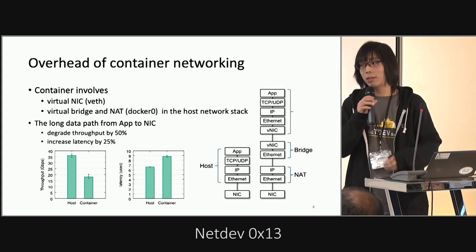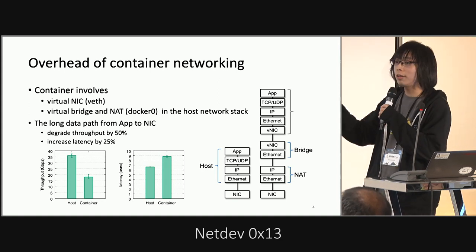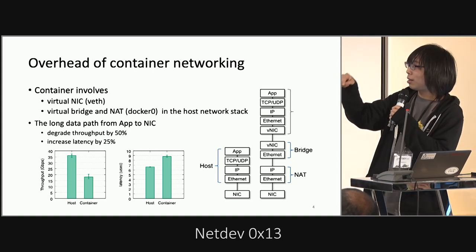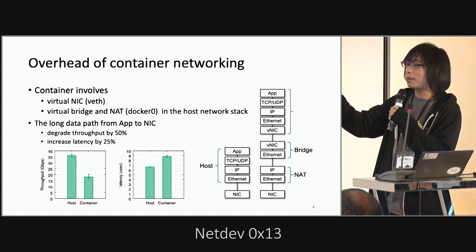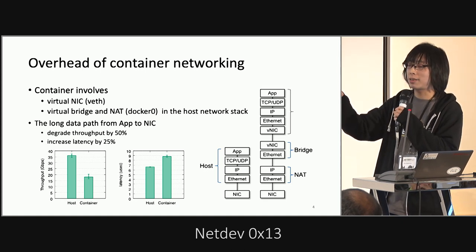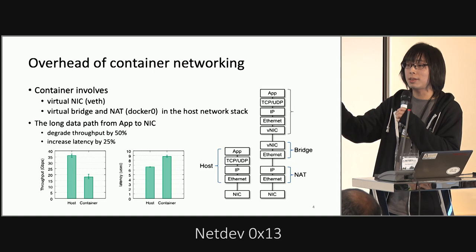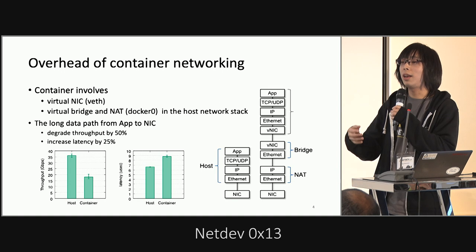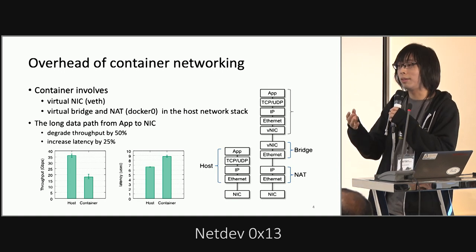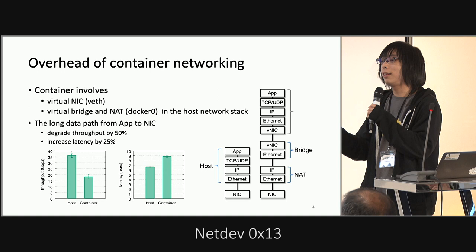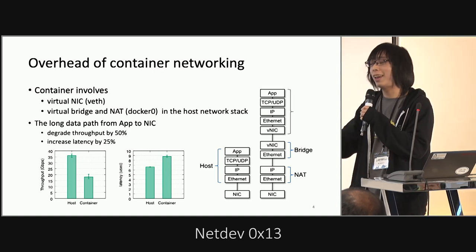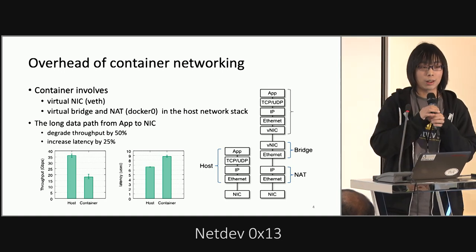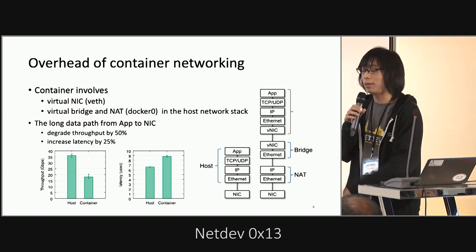But in the container network stack architecture, the path is very long from application to NIC. The application writes the data, and there is the TCP, UDP layer 4 stack, the IP stack, and the Ethernet stack, and the packets are transmitted to the veth type interface, and the host network stack receives the packets and processes them in the bridge, then the routing and the masquerade, and transmits them to the wire. So that is a very long data path, and it causes a performance degradation as shown in these graphs.